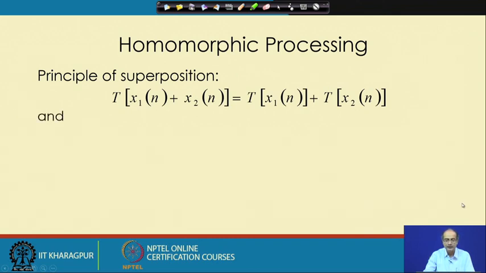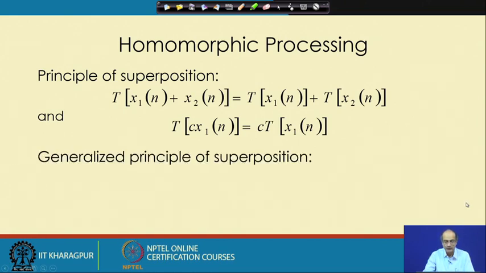Next is the principle where scaling is defined. If we have a scalar c which is multiplied with the input x1 and then we transform the resultant value, it would be the same as if we take the transform first and scale it up by the scalar c. These two rules together we call the principle of superposition, and they are the cornerstone of the linear system.